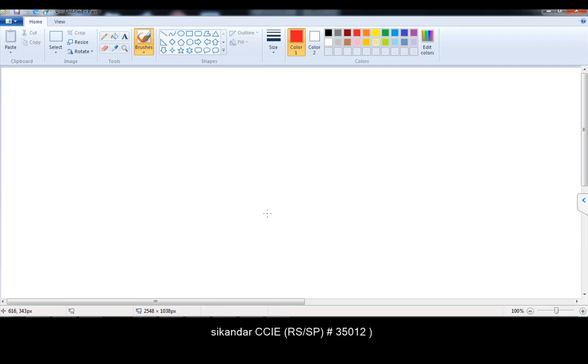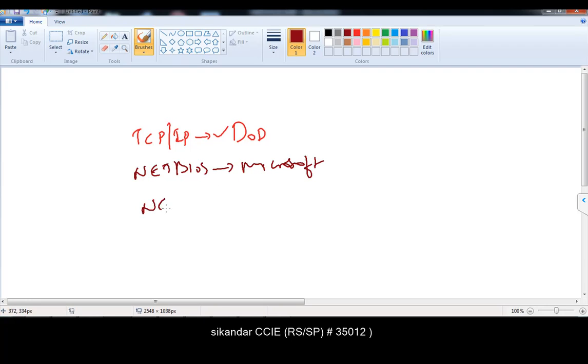Initially, if you go to the earlier days of networking, in the 1970s and 80s, there were different protocols used. We had TCP/IP protocols, which were developed by the Department of Defense, and then there is a protocol called NetBIOS, which was designed by Microsoft for communication with Microsoft operating system devices.